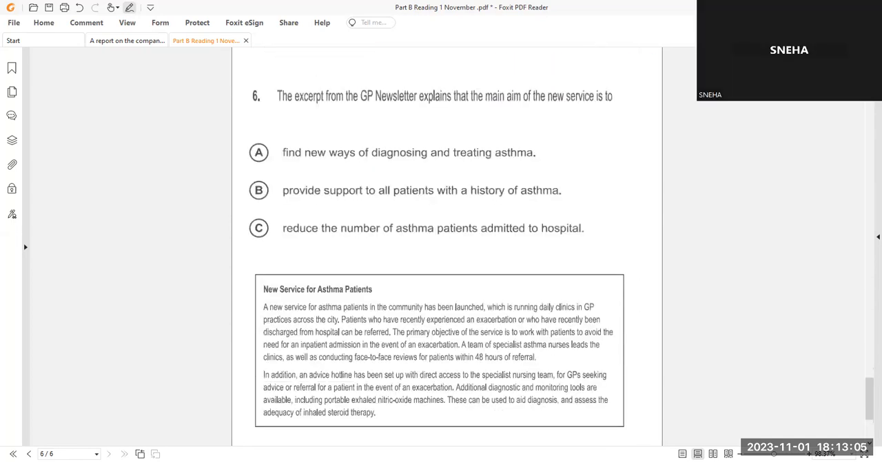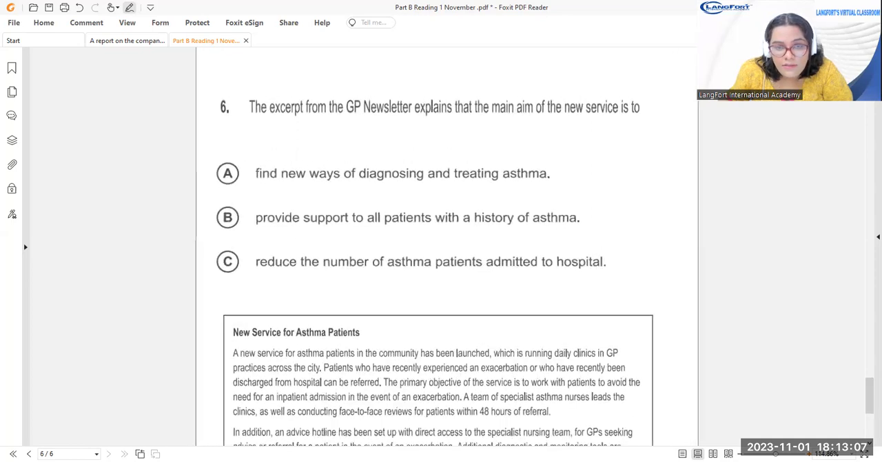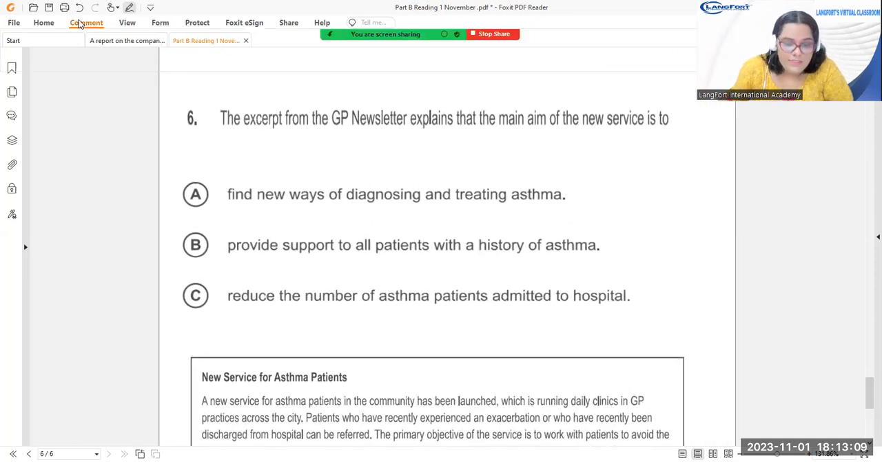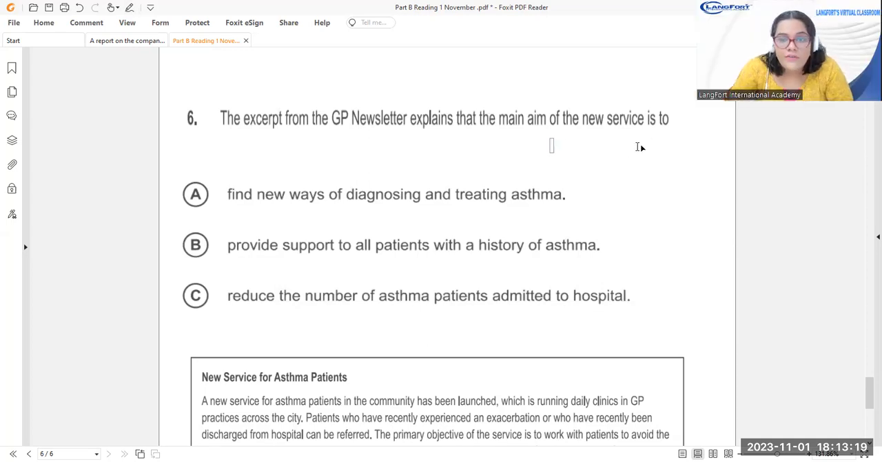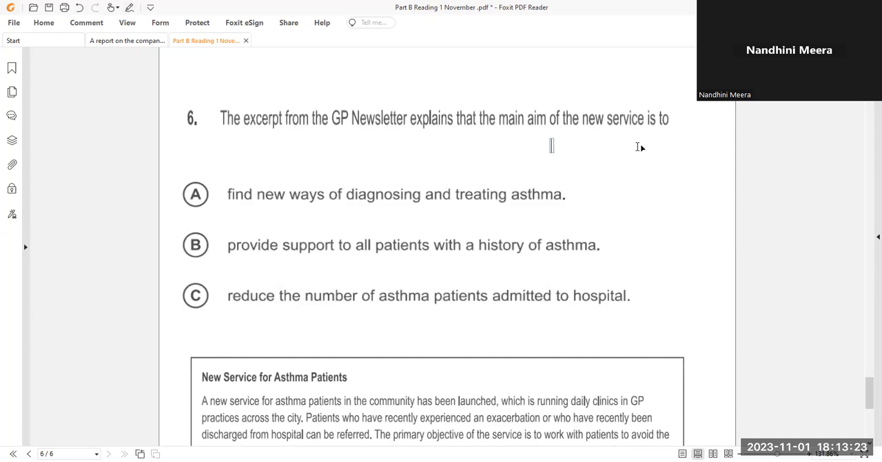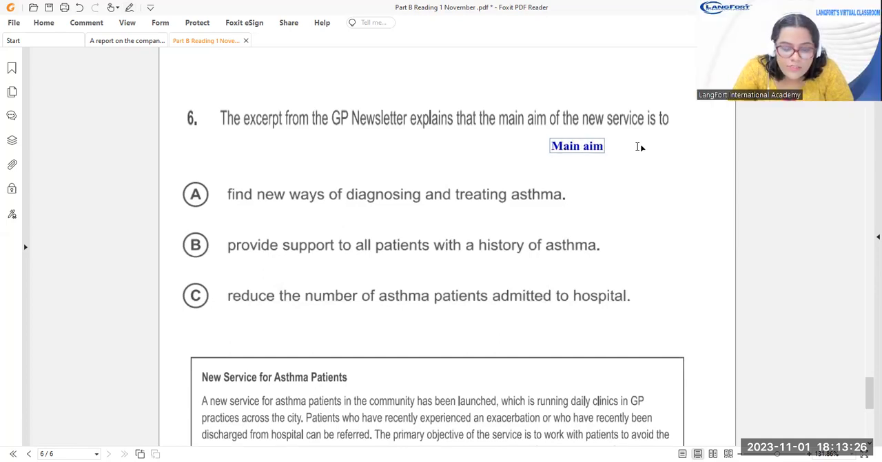Last question for today. Okay, let me just zoom in. Nandini, can you read the last question? Yes, ma'am. The excerpt from the GP newsletter explains that the main aim of the new service is to... So what do we need to find out here? The main aim of the new service. The main aim of the new service is to what? What is it?